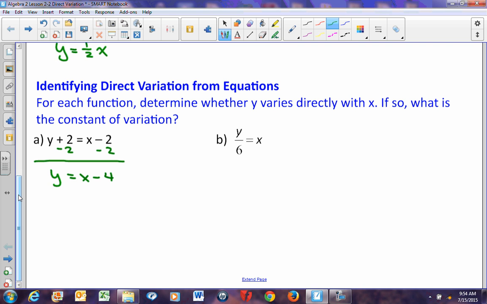This is not a direct variation because we have this extra piece at the end. A direct variation does not have anything added or subtracted to it, but right here we have the negative 4 that is subtracted from x. You can have things multiplied by x, but you cannot have things subtracted or added to x, so this is not a direct variation.